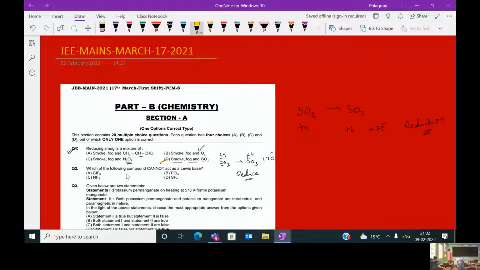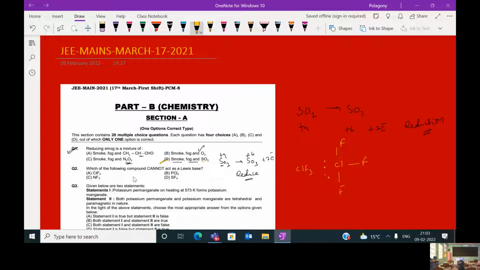And the second question is: which of the following compounds cannot act as a Lewis base? The options are ClF3, PCl5, NF3, and SF4. Now let us look at the options. In ClF3, the chlorine will make 3 covalent bonds with the fluorine. As you know, chlorine has 7 valence electrons. Out of 7, 3 are used, and 2 lone pairs of electrons are left behind.